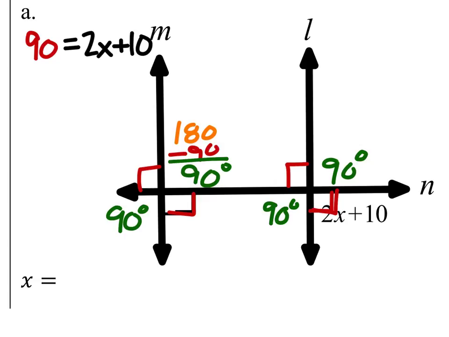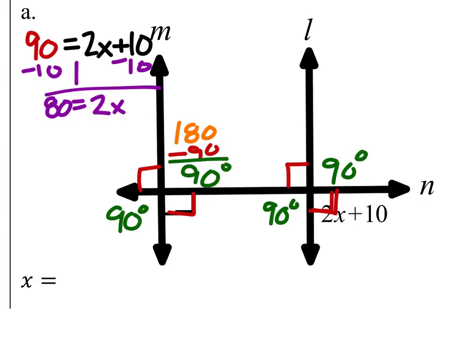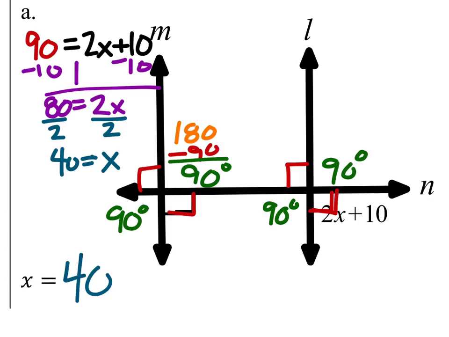So from here, we'll subtract 10 from both sides. And here, we will divide both sides by 2. Yep, and x is 40.